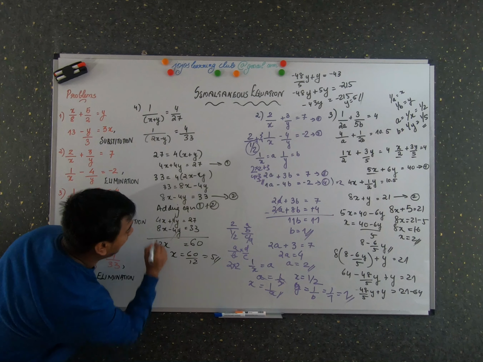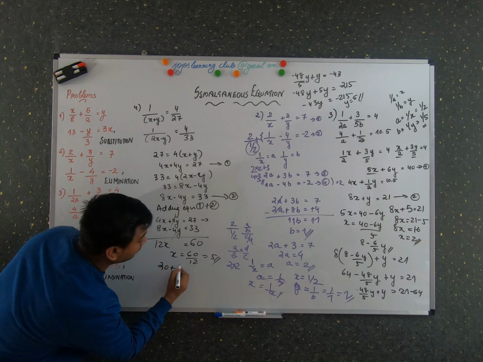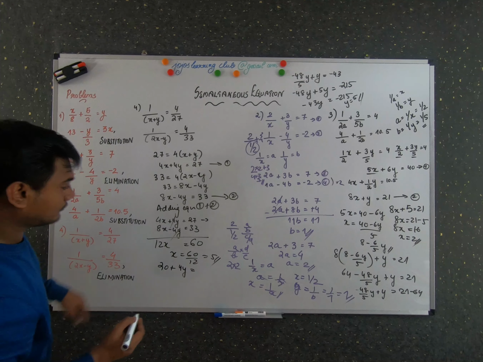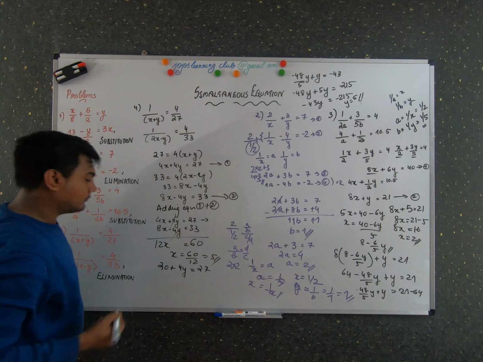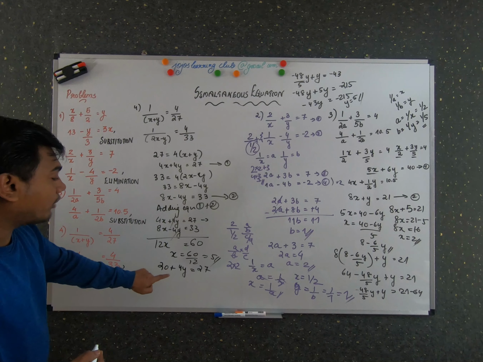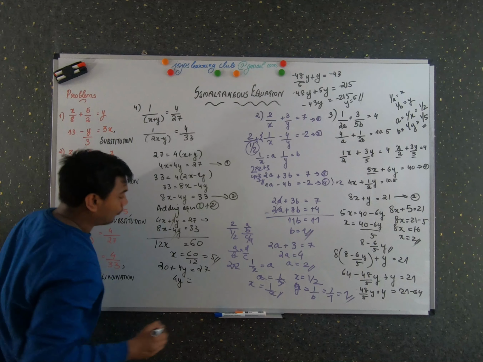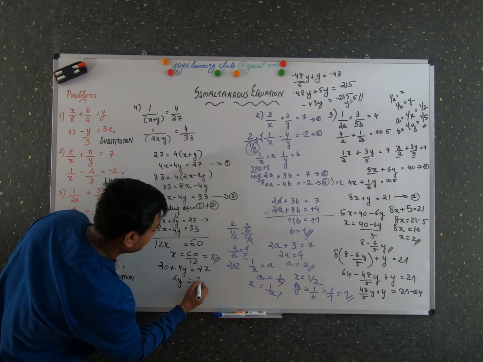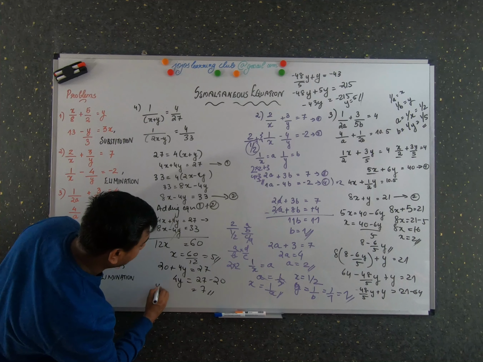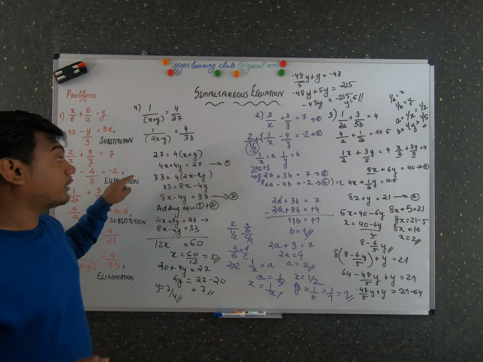So I'm going to substitute 4 into 5 in this equation. 4 into 5 is 20, plus 4 into y is equal to 27. 4x + 4y is equal to 27. So 4y is equal to 27 minus 20. I got a kind of not happy answer. So y is equal to 7 by 4. I got a fraction, so I doubt whether the values I got are correct or not.